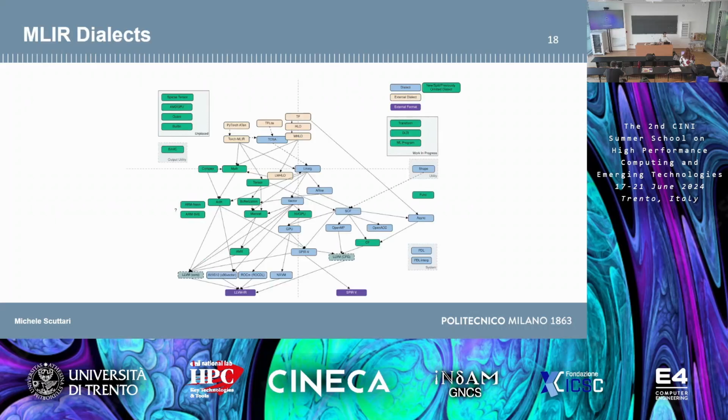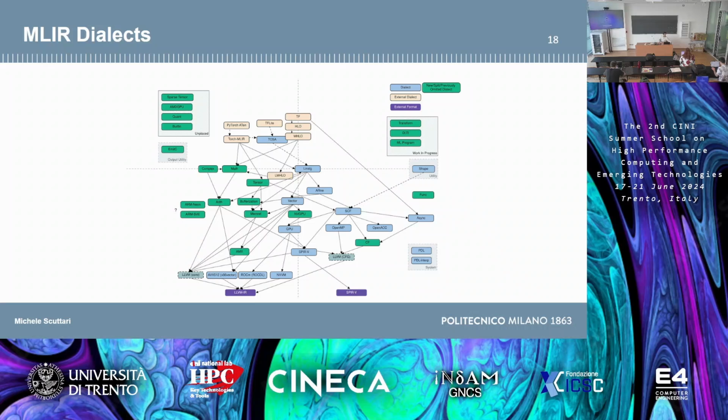Dialects. There are many dialects. But when I say many, this is a partial view. Nobody really knows how many there are because it's evolving continuously, and the classification of such dialects is also very, very complex. This is an attempt that was done in the MLIR community, but it's really not complete. However, it shows the complexity.